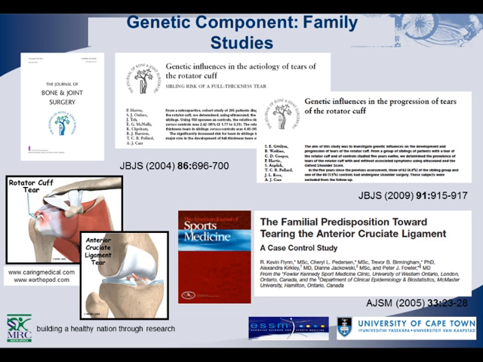There have been several studies on families which have suggested that there is a genetic component and an increased risk within families for these soft tissue injuries, such as in the case of rotator cuff tears as well as ACL ligament tears.